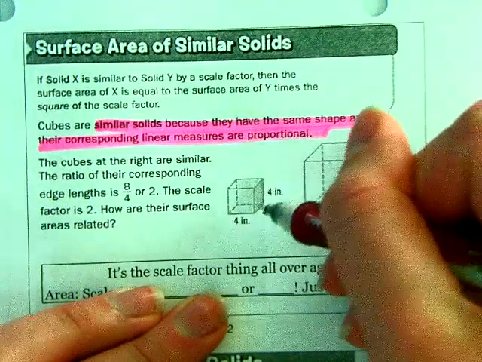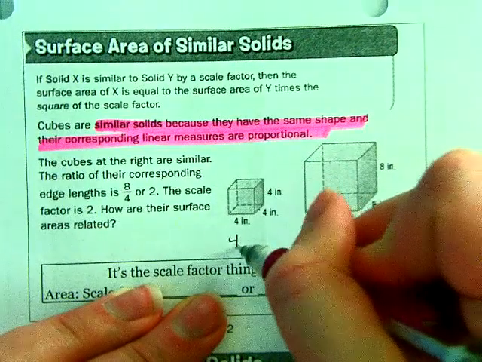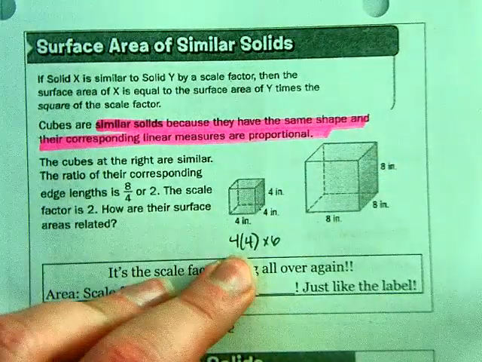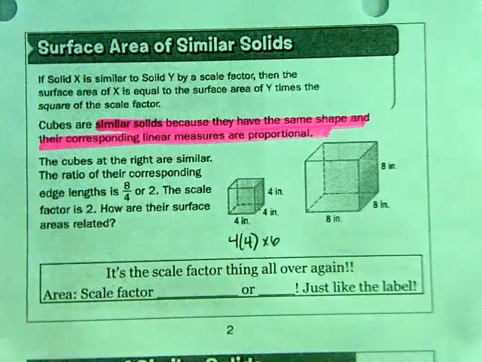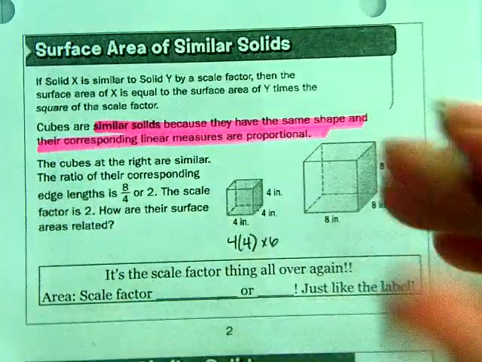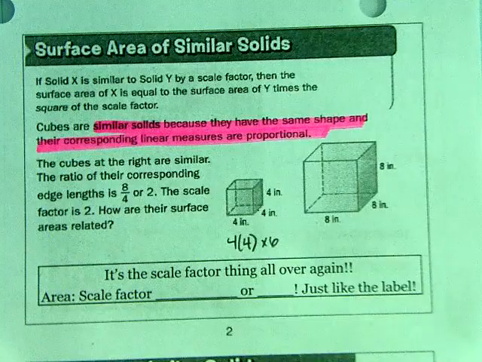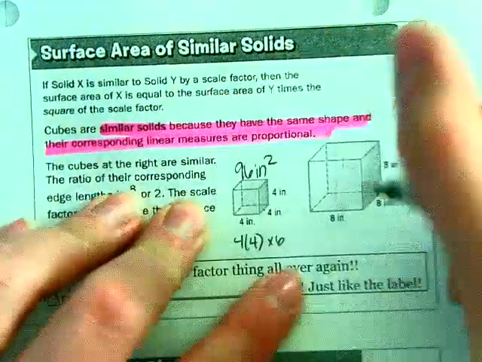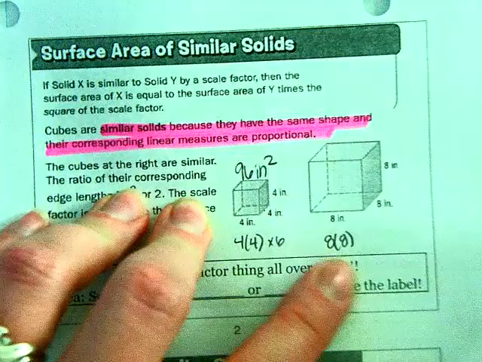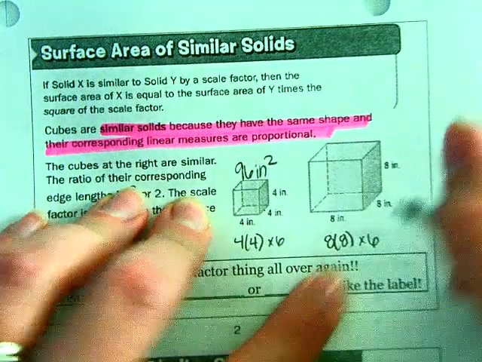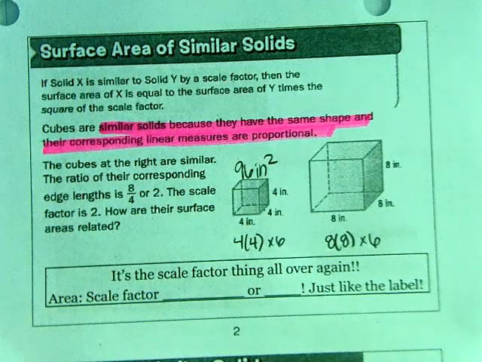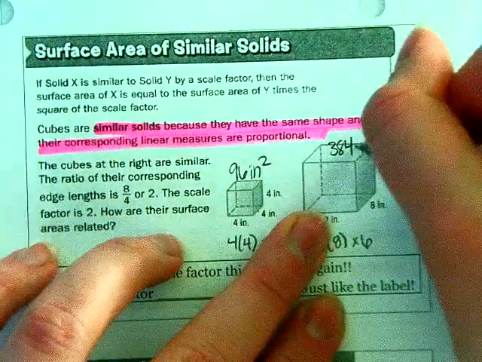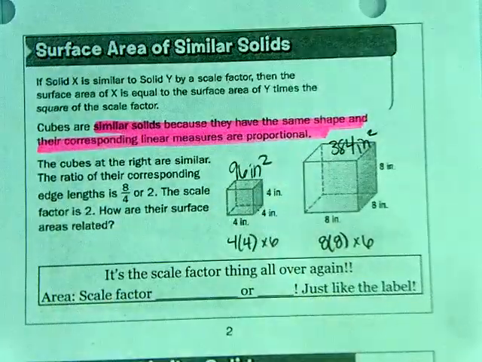So this is 4 times 4. And how many sides are there? Well, there's 6. So to find the surface area of a cube is a lot easier. You find the one and then multiply by the 6. So we could do 4 times 4 is 16. 16 times 6. This surface area is 96. This one would be 8 times 8, and then times 6 sides, which is 384 inches squared.